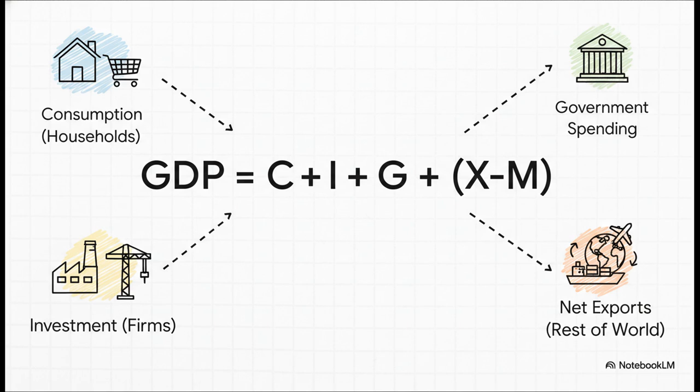Each letter here represents a different group of spenders in the economy. C is for consumption by households, I is for investment by firms, G is for government spending, and that last part, X minus M, captures how the country interacts with the rest of the world. So let's break each one of these down.